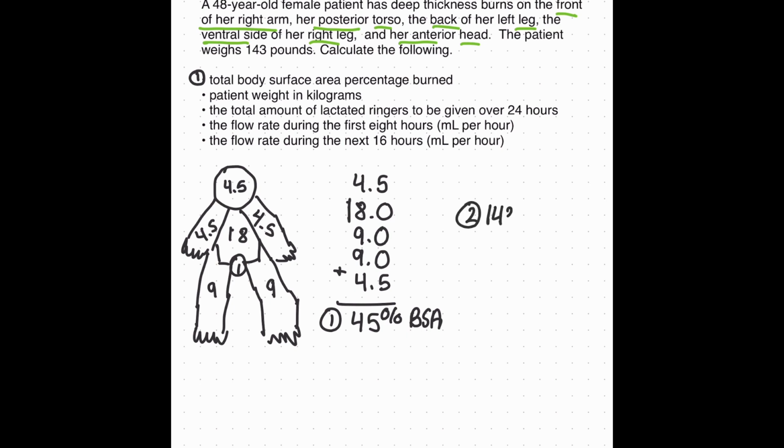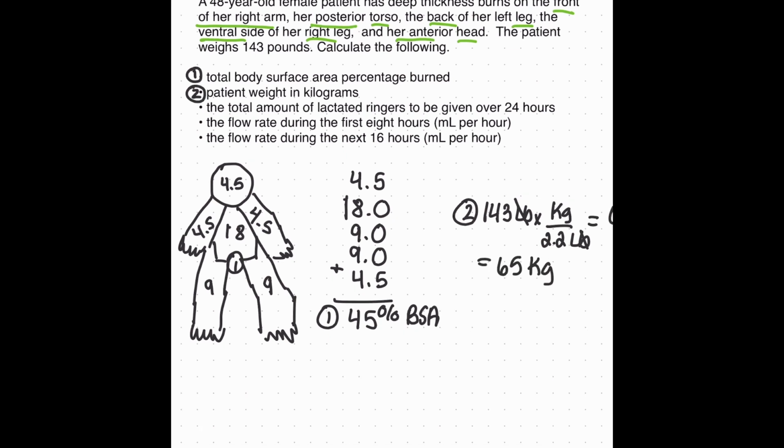Next, we need to figure out our patient weight in kilograms. That's easy, right? 143 divided by 2.2. And I made sure that we had an even number this time, so that worked out to be 65 kilograms.